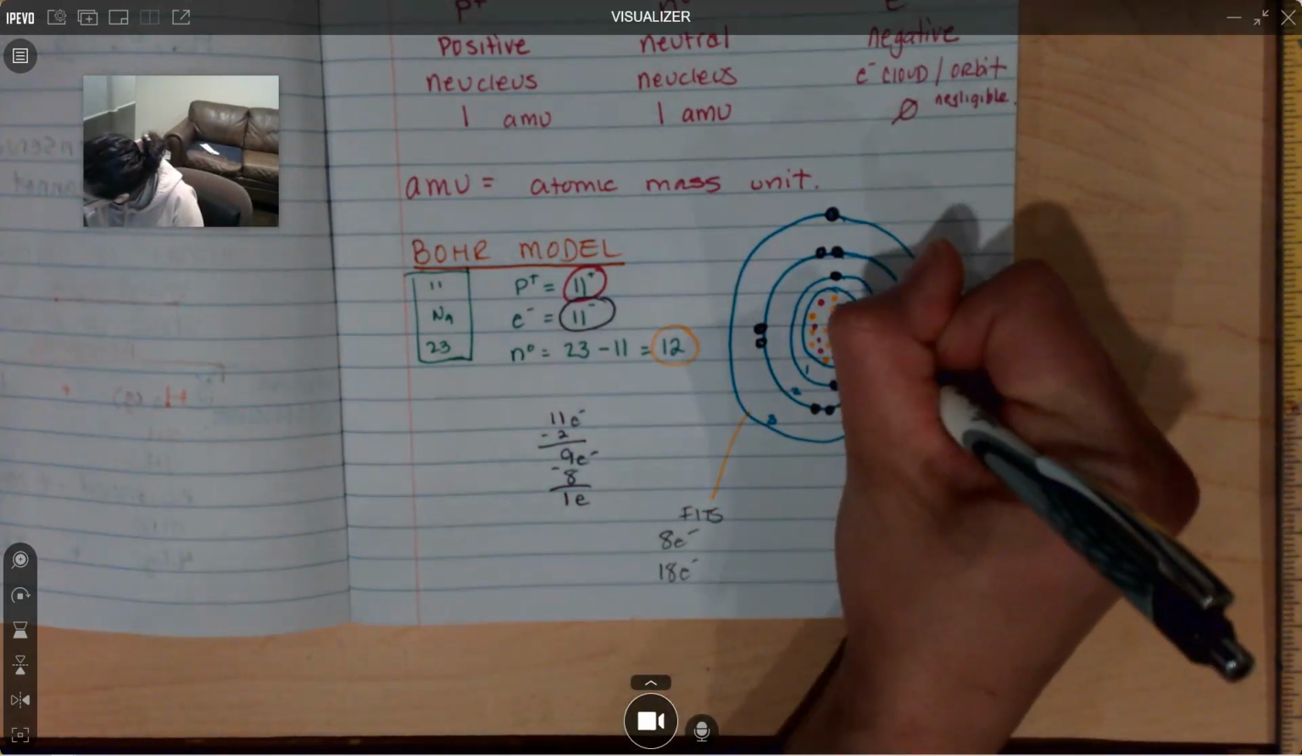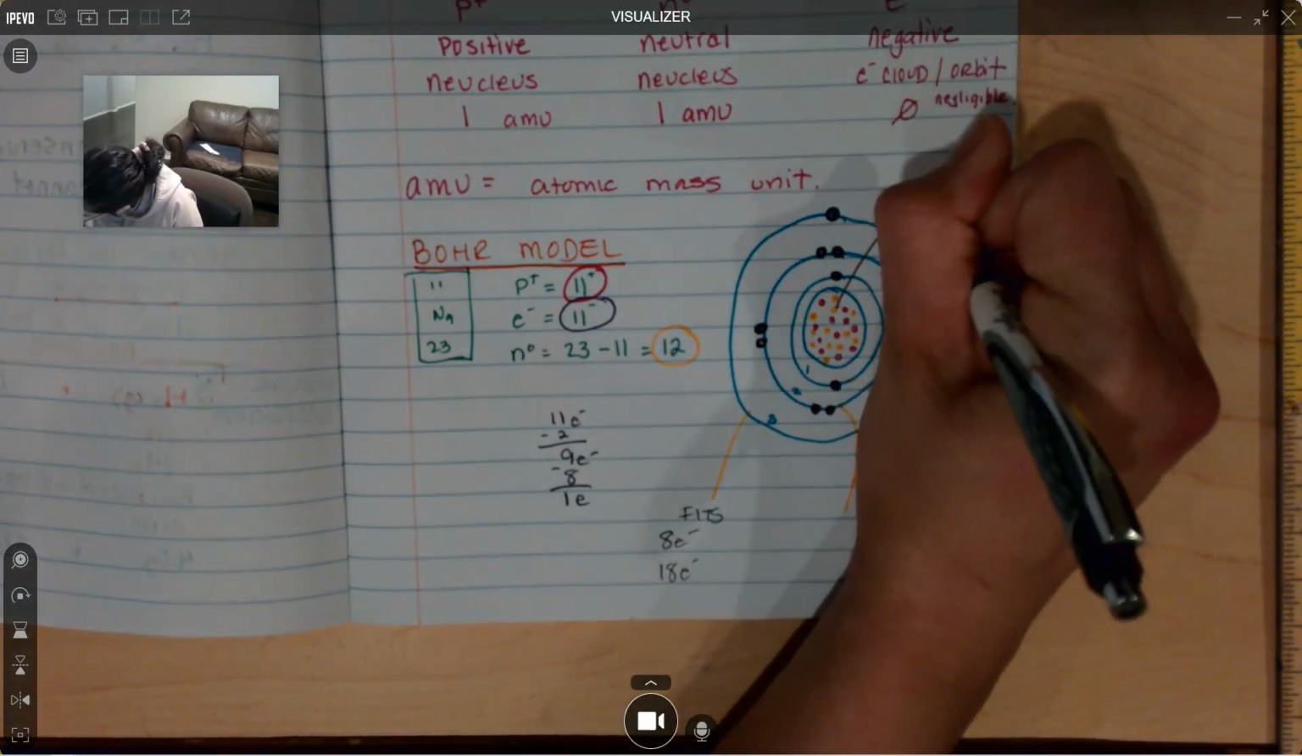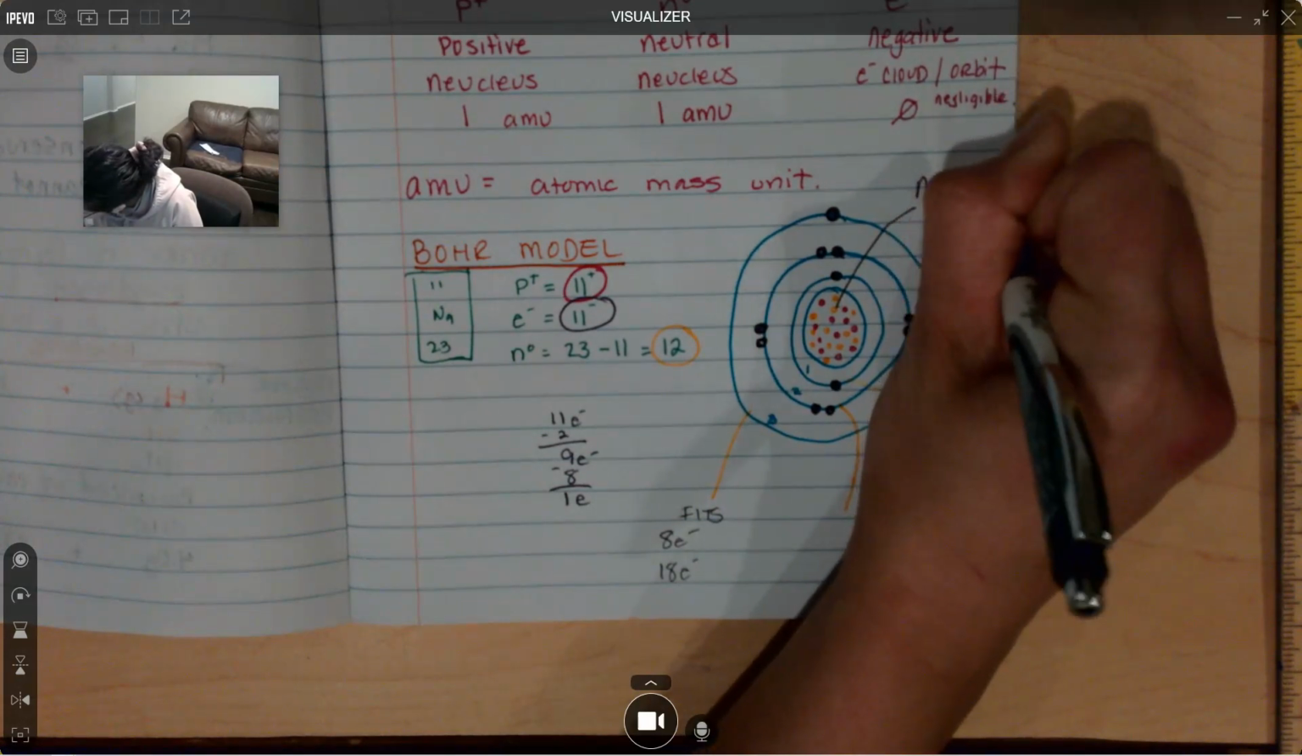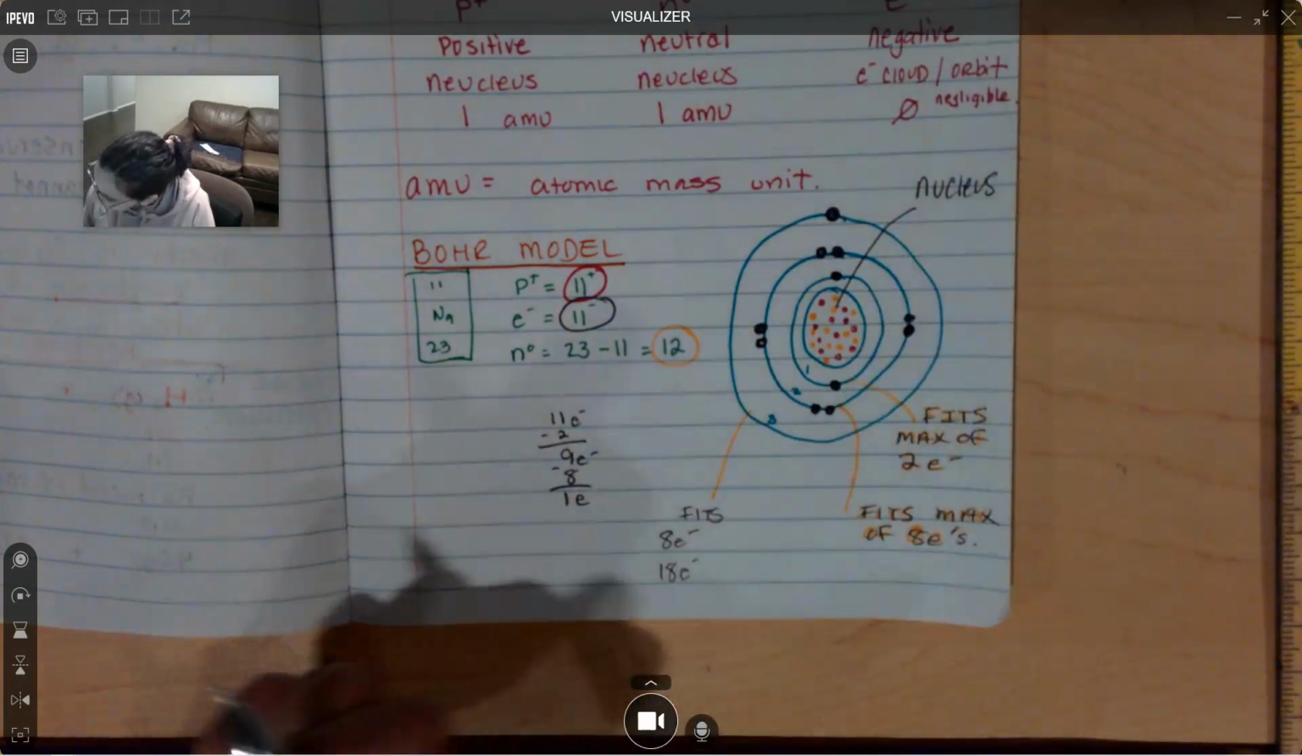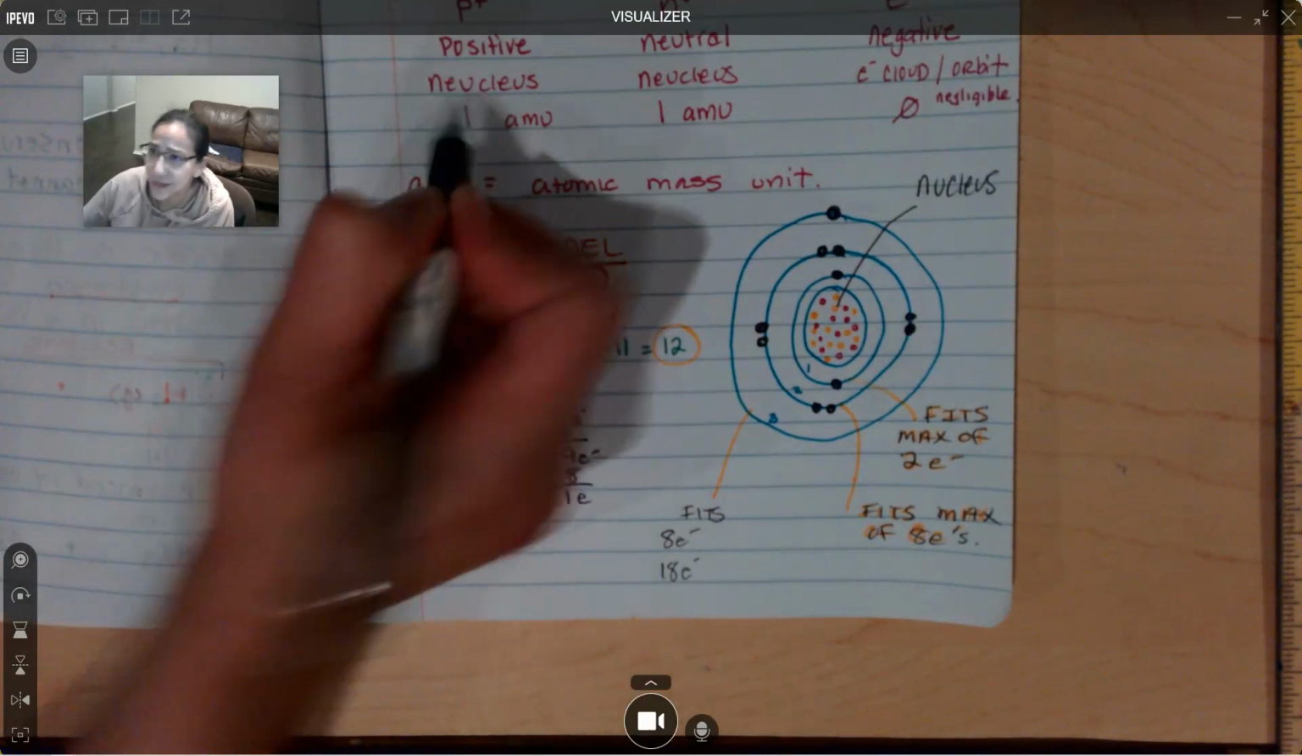Okay. Now remember, in here, this was my nucleus. And I just realized I wrote nucleus with an E here.